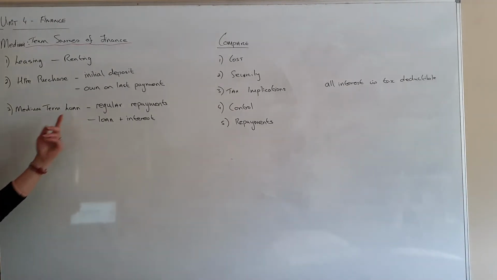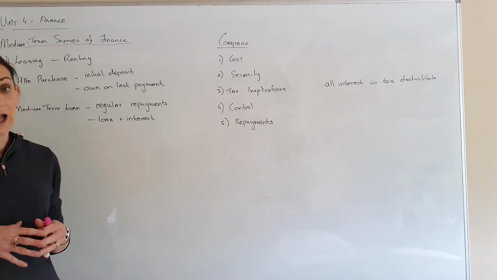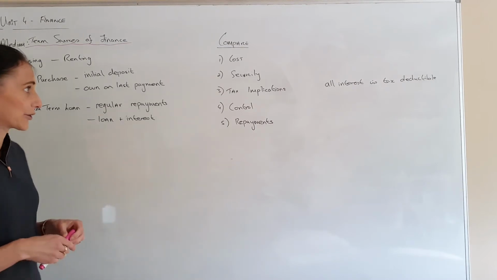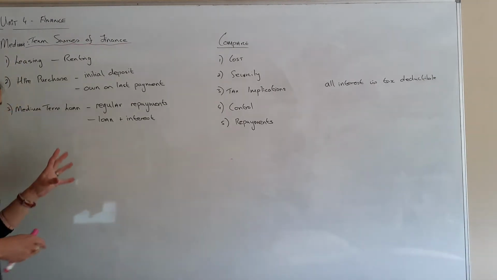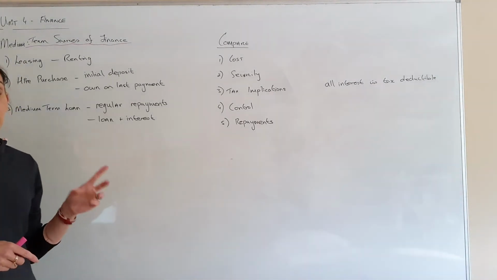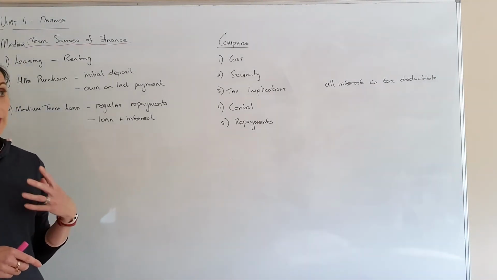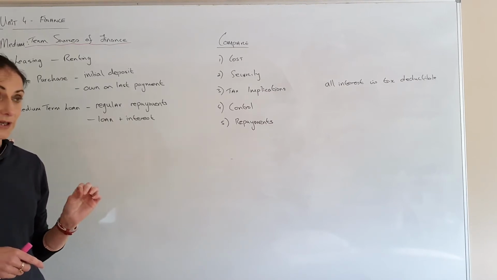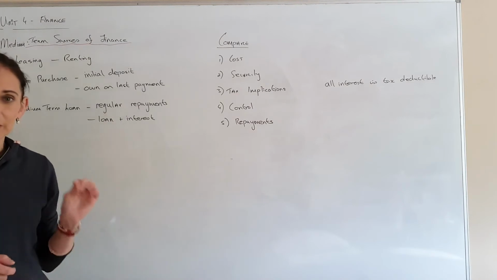Medium term loan, it's where you'll make regular payments. Usually the amount can be the same. You will repay the amount that you borrowed plus the interest. Now again, this could be in your ABQ. More than likely, if you have to talk about sources of finance, medium-term sources of finance, you'll have to talk about the 3. And just in the last video, I probably should have mentioned this as well.